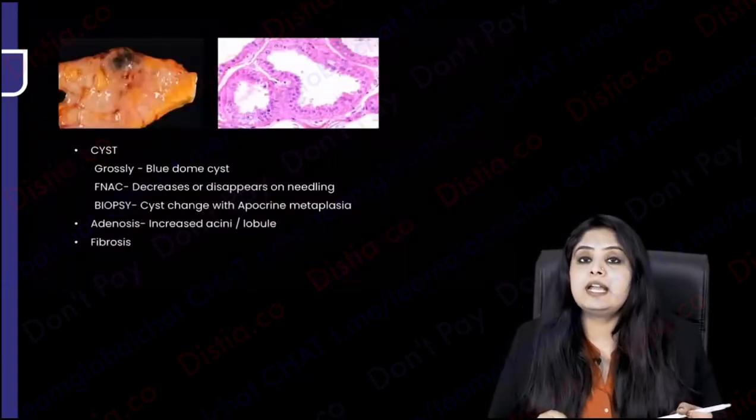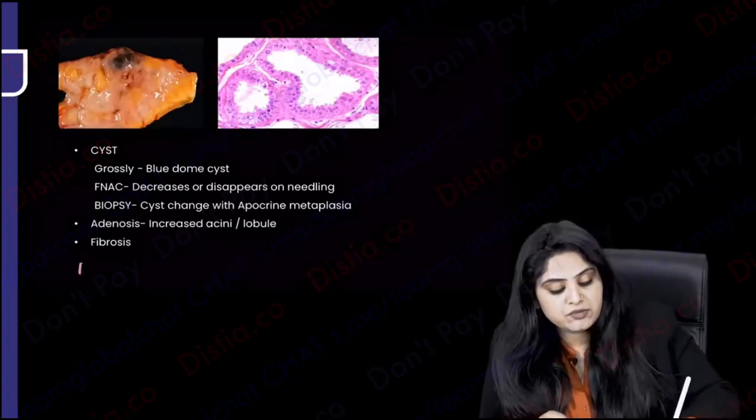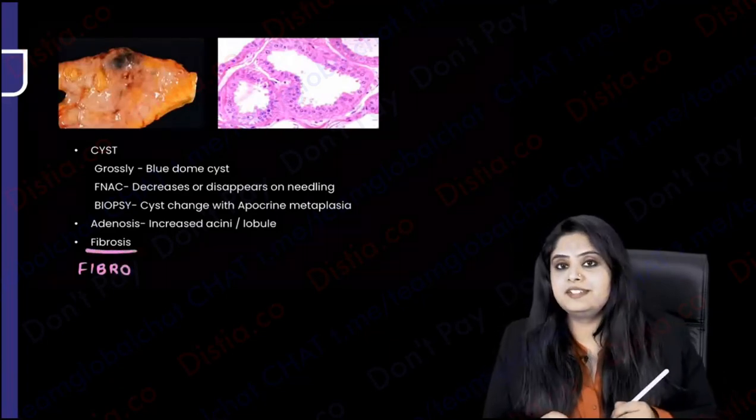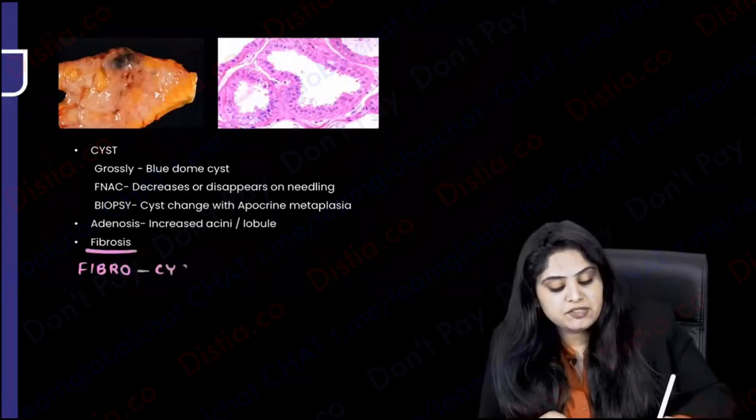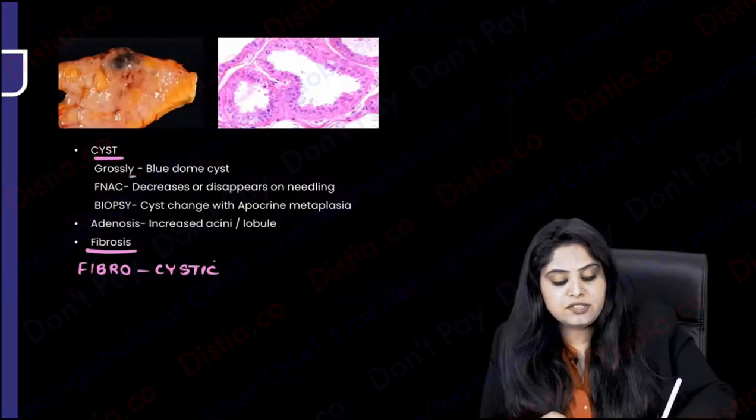But when I look at the pictures over here, I'll analyze it again. What is the name of the disease? The name of the disease was fibrocystic. So do I see fibrosis? Yes. The second part of the disease was cystic. So do I see cystic? Yes, I can see cystic grossly also.